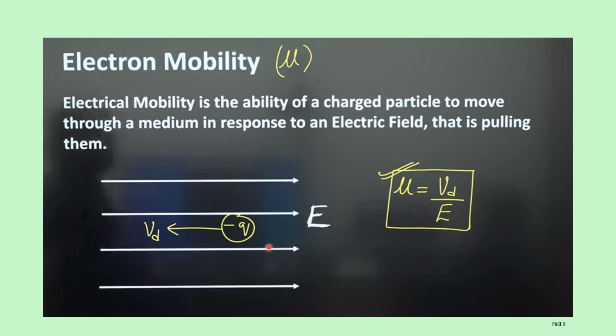Electron mobility is nothing but how much speed the electron will move in an electric field. It is given by the formula mu equals drift velocity divided by electric field, mu equals Vd divided by E. Electron mobility means you have to remember the speed at which the electron will move in a metal with the application of an electric field.